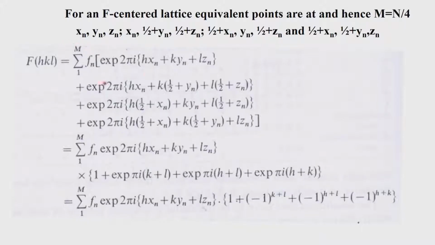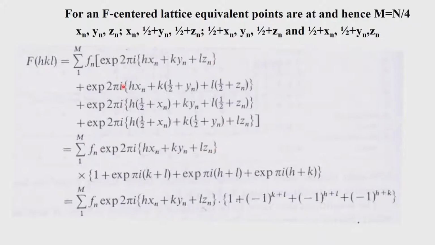So the F of HKL is now sum over 1 to m. We have the general expression f of n exponential 2 pi i (h xn plus k yn plus l zn), and then to this we have to add the centering of each one of them. This represents the A centered part, this represents the B centered part, and this represents the C centered part. So A face is centered, B face is centered, C face is centered, and therefore the expression now becomes sum over 1 to m of the expression associated with xyz, that is taken as a common factor from all these 4, just as we did in the case of the C centered.